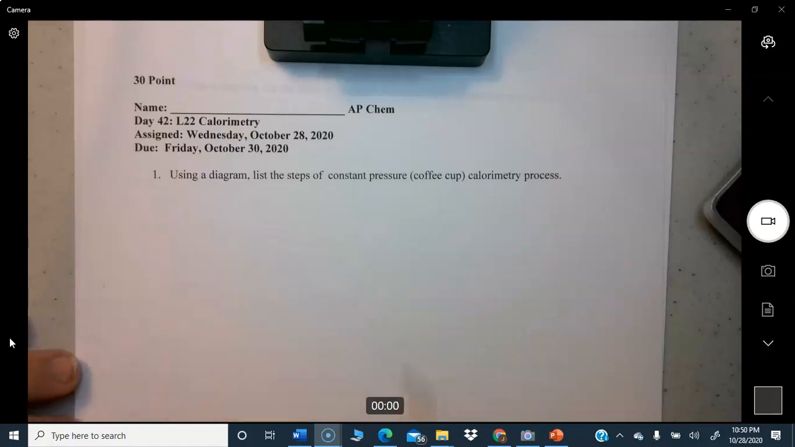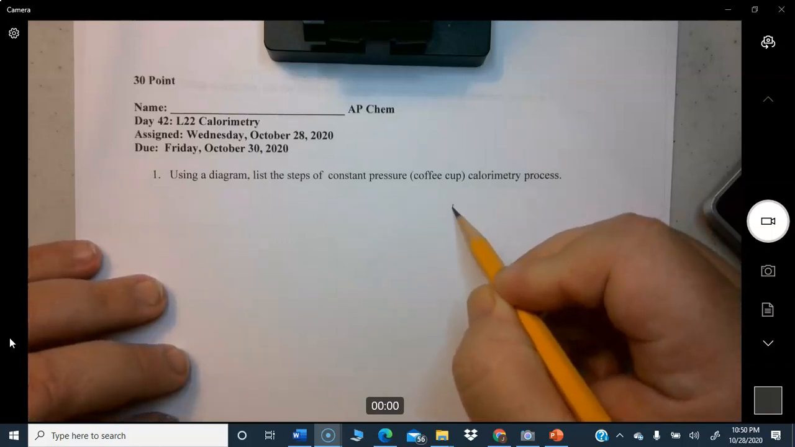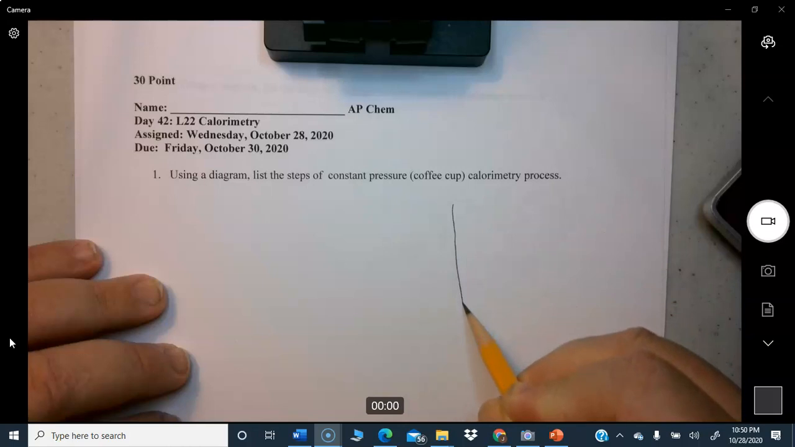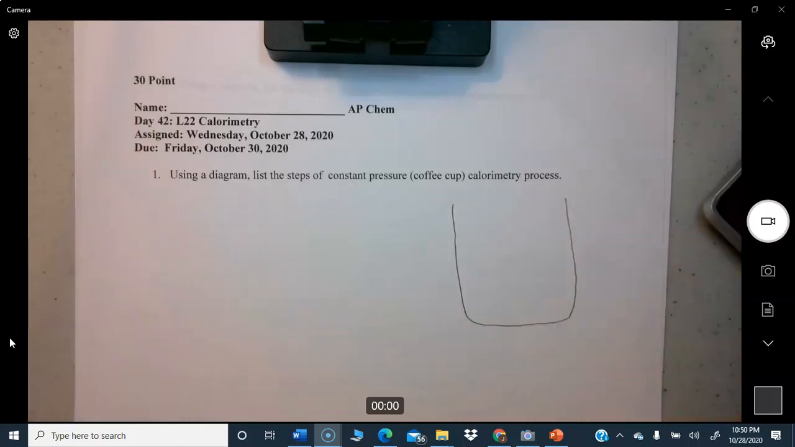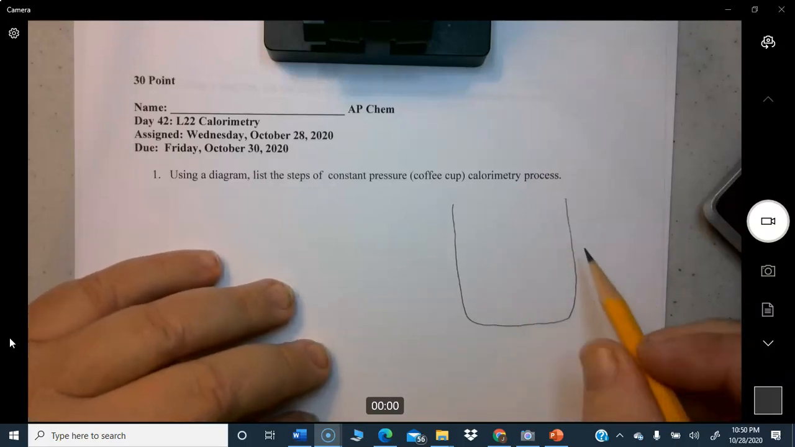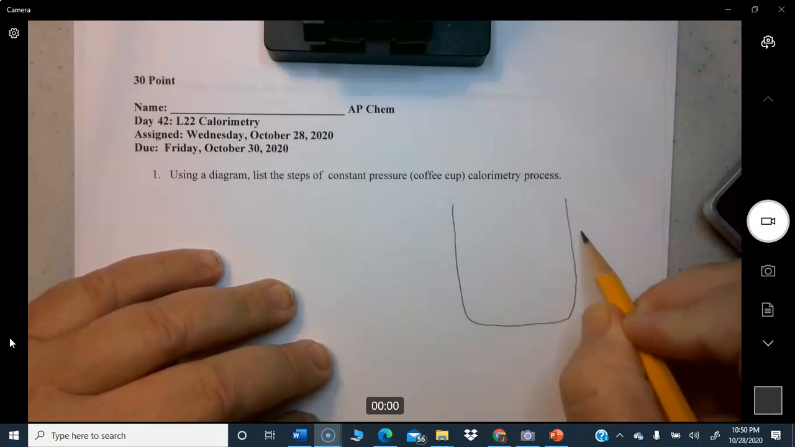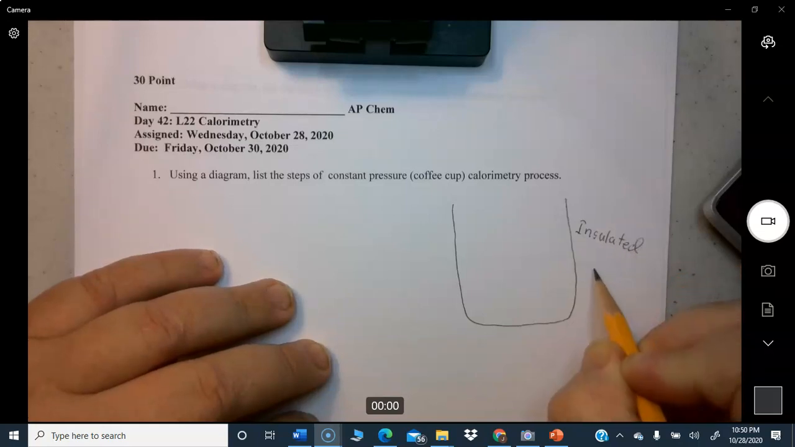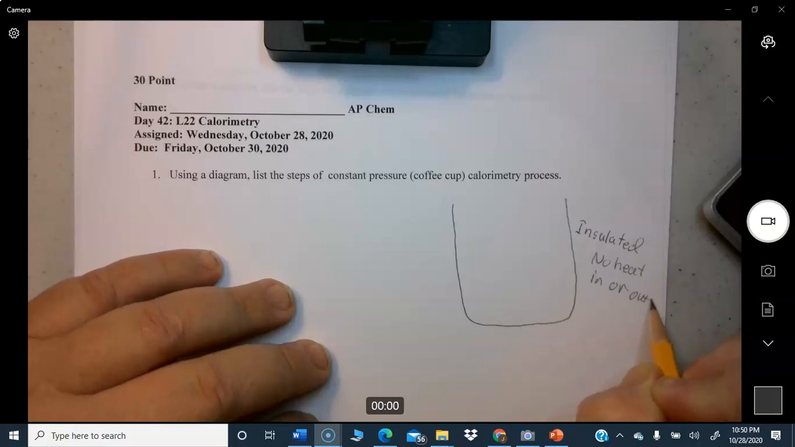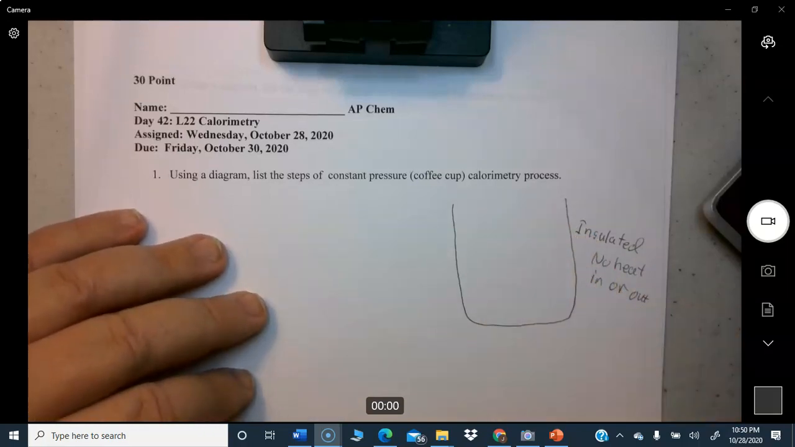So the question says, using a diagram, list the steps of a constant pressure coffee cup calorimetry process. We're going to draw a simple little beaker here, like you would have. That really would be maybe a styrofoam cup, and that's what we use. So that's the container, and it's insulated, meaning that heat cannot come into it or come out of it. And that's this container right here.